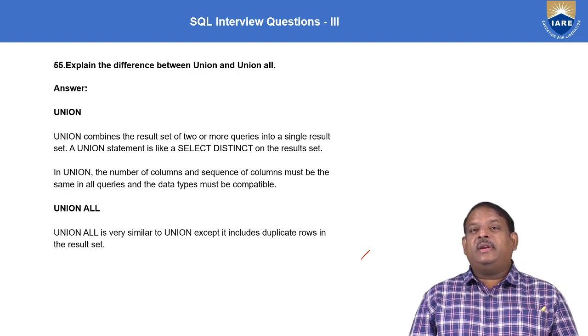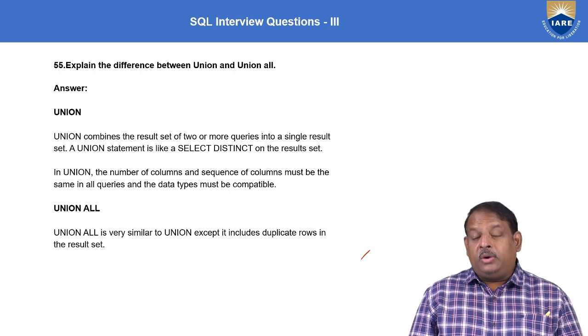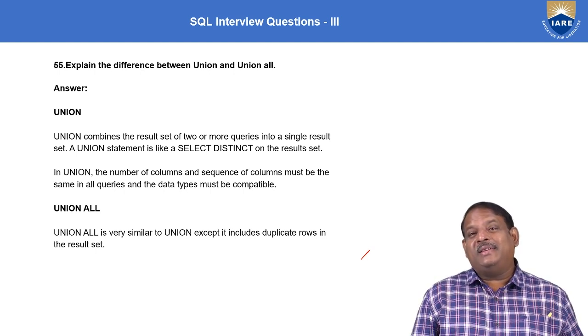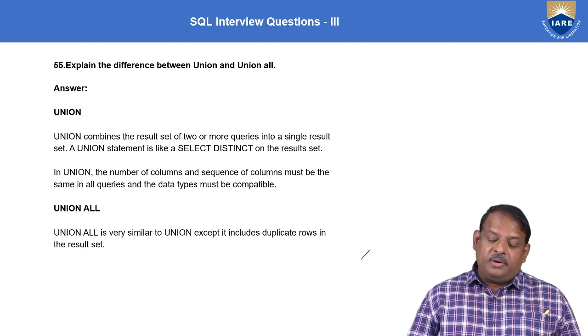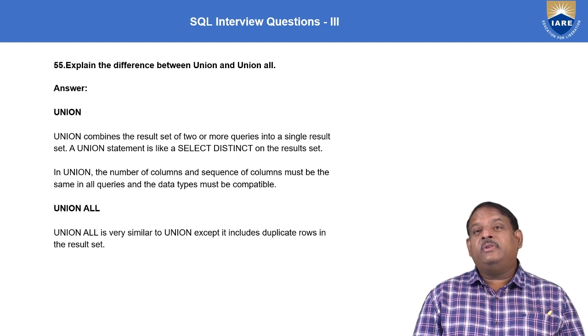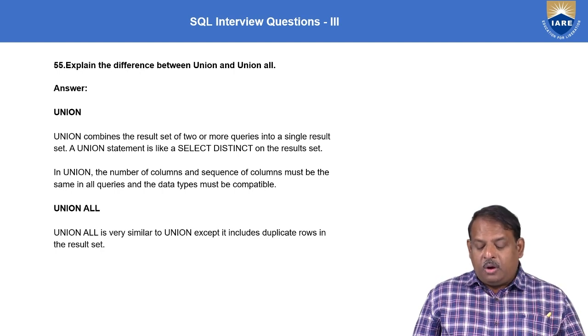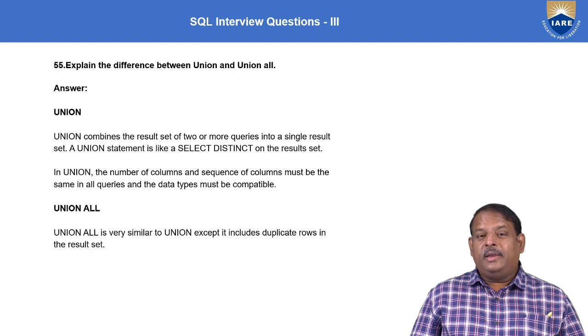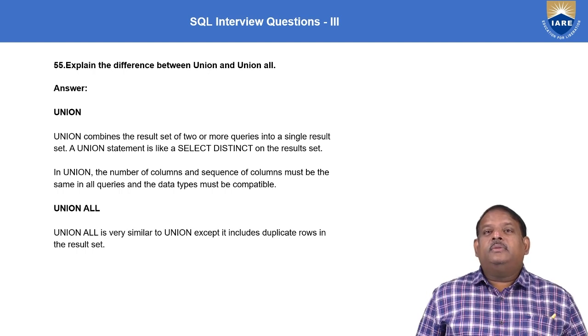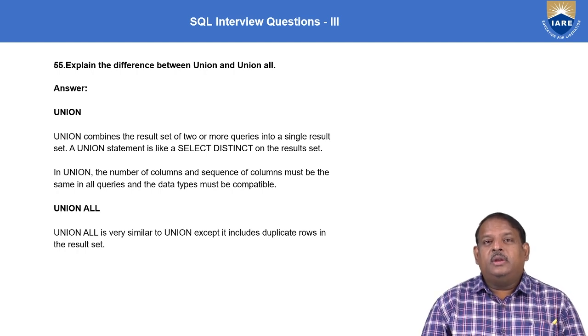Union combines the result set of two or more queries into a single result set. A union statement is like a select distinct on a result set. So only the distinct records from the two result sets will be displayed to the user. So union is a command used to combine two result sets. To combine two result sets, we have to use the union clause.